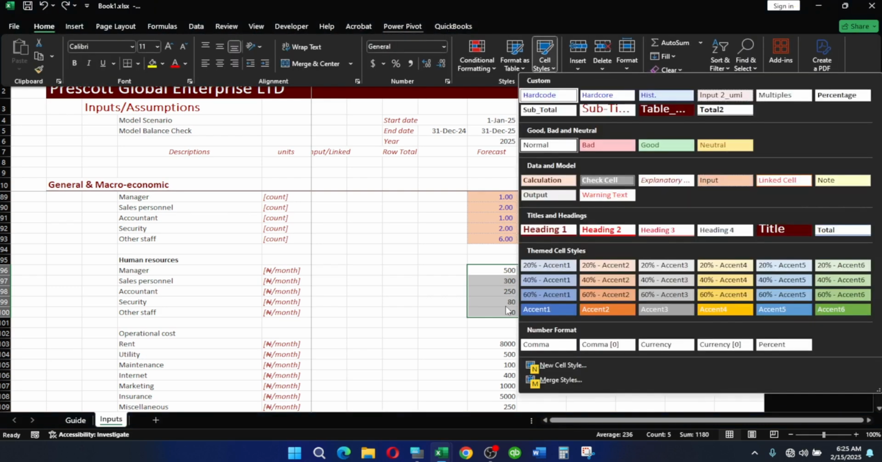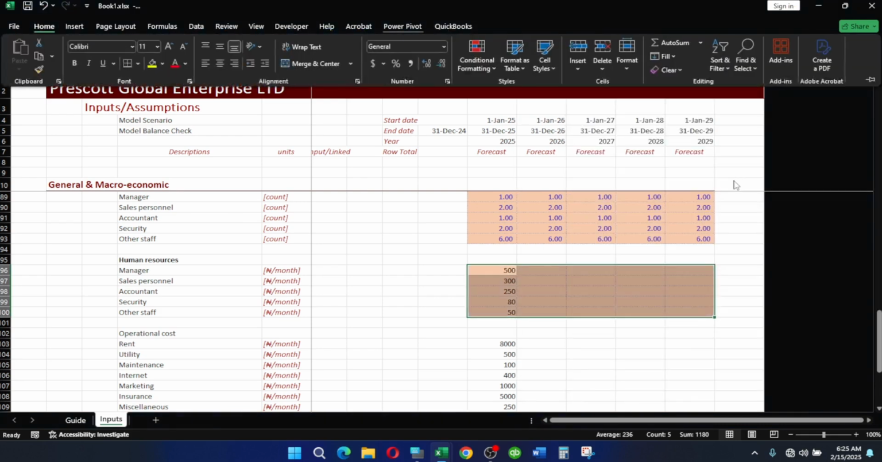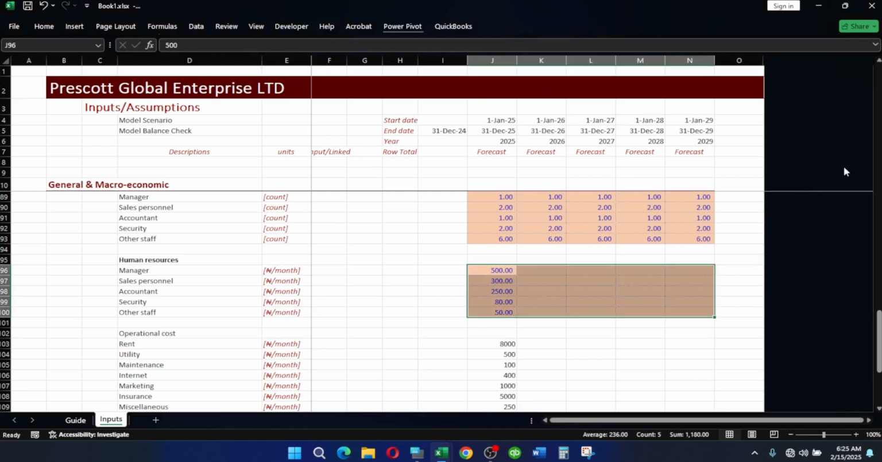What you're going to do is apply the same sales formatting again. Then Control R, it will fill it up, or you click and drag it to the right.